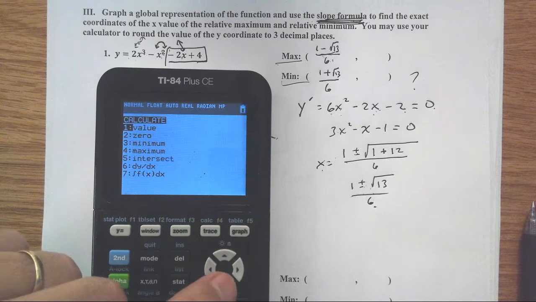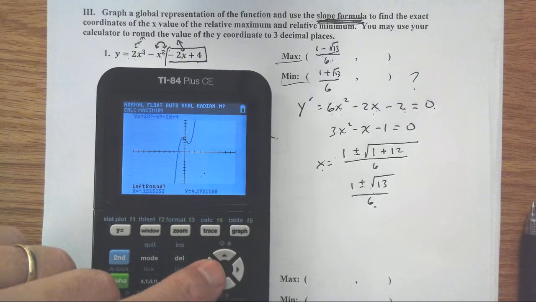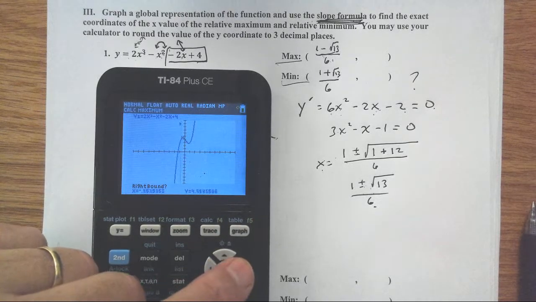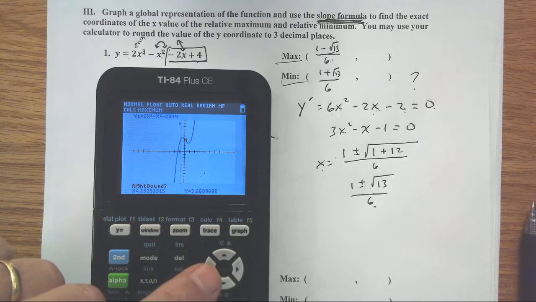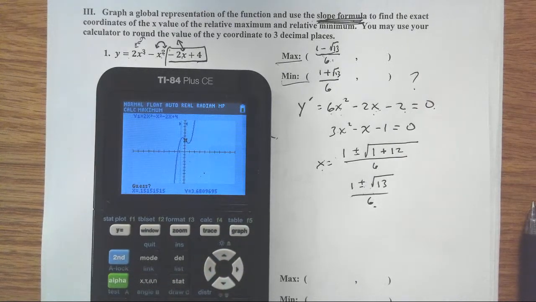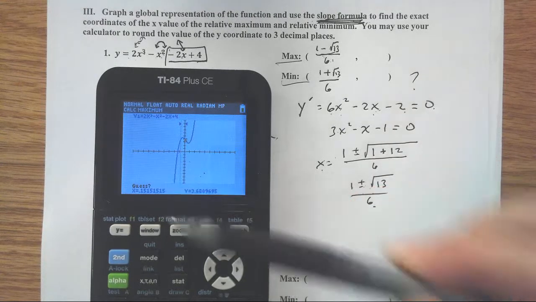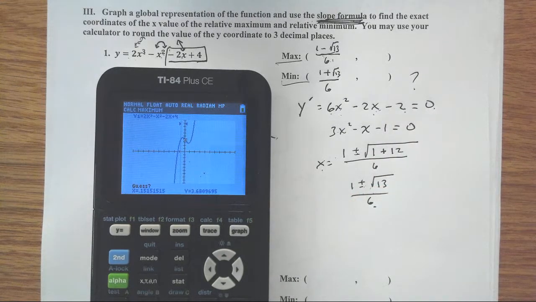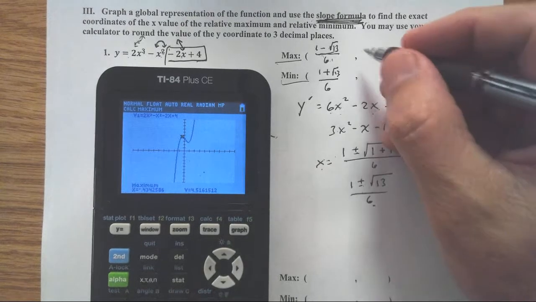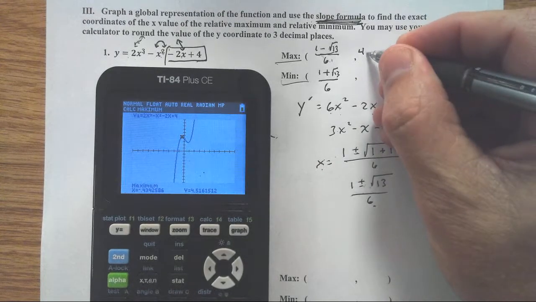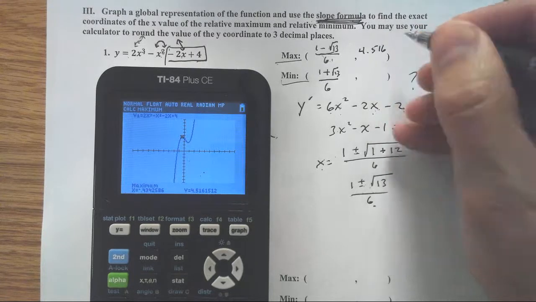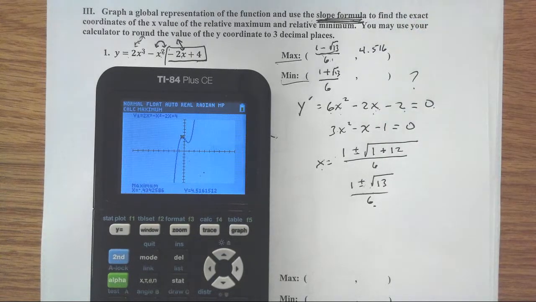Second calc, maximum. Get to the left. Get to the right. For instance, there. And they're entering these guys right there, but it's saying guess. I don't know why it's saying guess right here. It should just be saying hit enter again for whatever reason. And we hit enter again, and the y value is 4.516 to 3 decimal places.